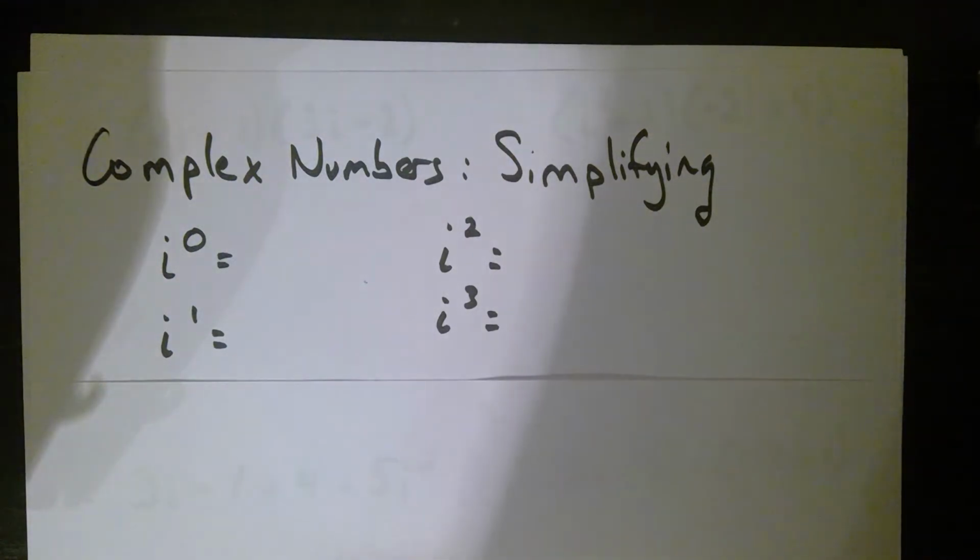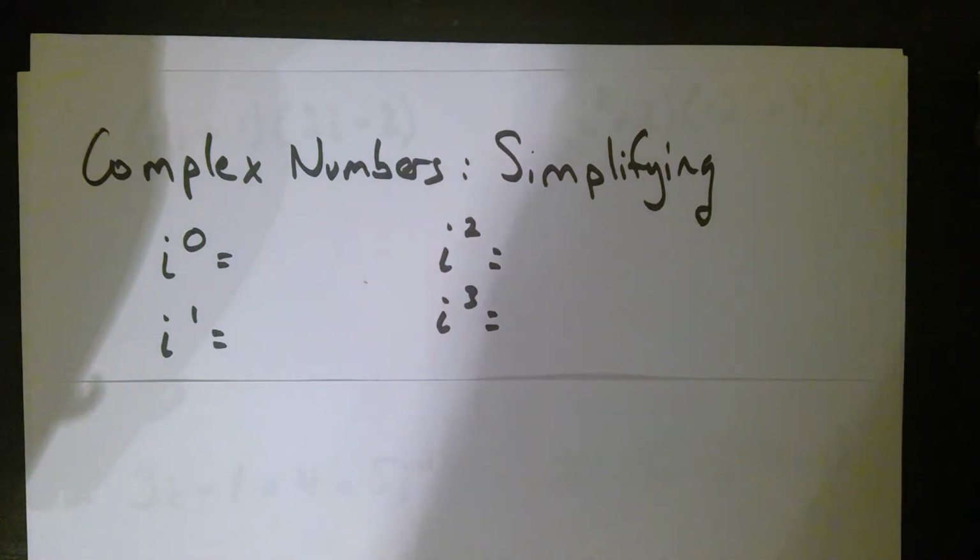This video will be about complex numbers and how to simplify them. Now, in the previous video that you watched where we introduced complex numbers, we talked about what i to the 0, i to the first, i squared, and i cubed all equal. So go ahead and answer those questions now.